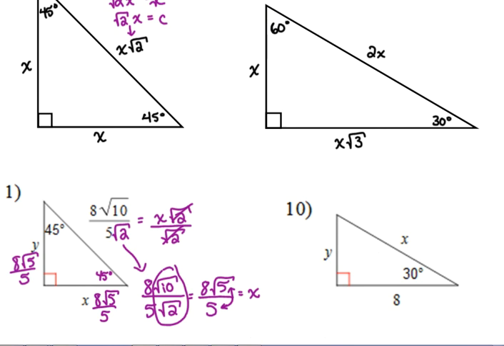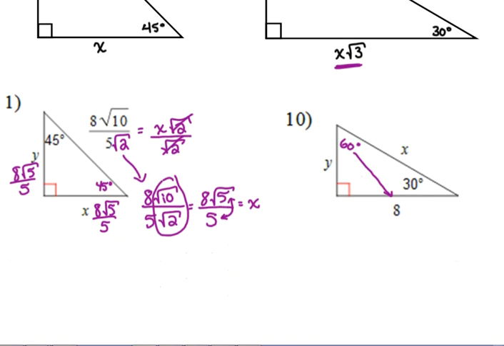Okay. Let's look at number 10. They have the 30 degrees labeled. I'm going to label the 60-degree angle as well, particularly because that is across from the side length that they give us. So I have 8 across from the 60 degrees. Across from the 60 degrees is supposed to be equal to x square root of 3. So we set it equal to x square root of 3. To solve this for x, we divide by the square root of 3. So we have 8 over the square root of 3 is equal to x.